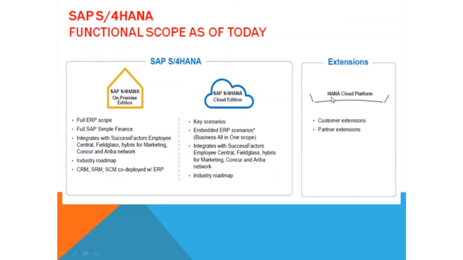Then extensions, as HANA Cloud Platform is there, customer extensions are there, partner extensions are there. Partners means customers. If they want to develop some of their native applications, they can develop their native applications on Hybris. So there is a lot of open, it's called open stack technology. In open stack technology, you can build whatever you want. And those who are technical know what open stack technology means.